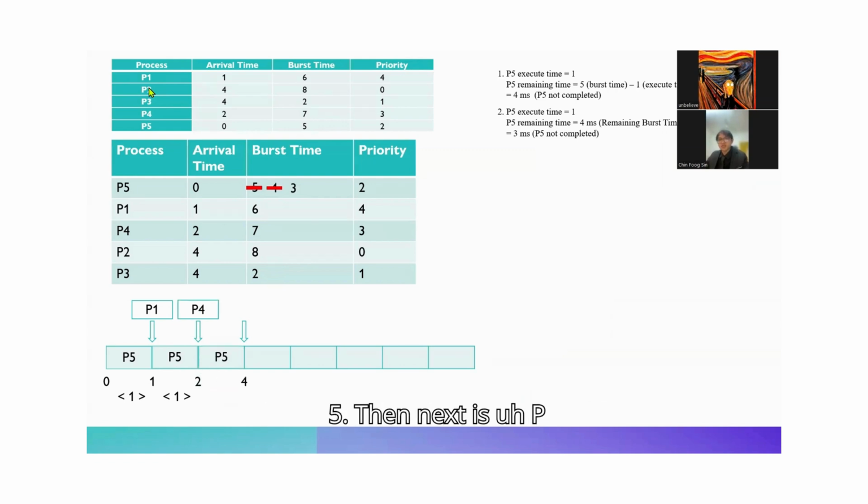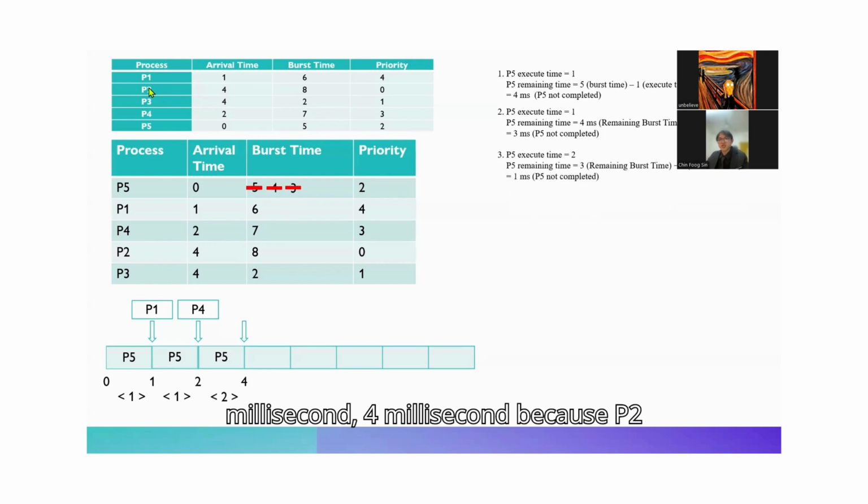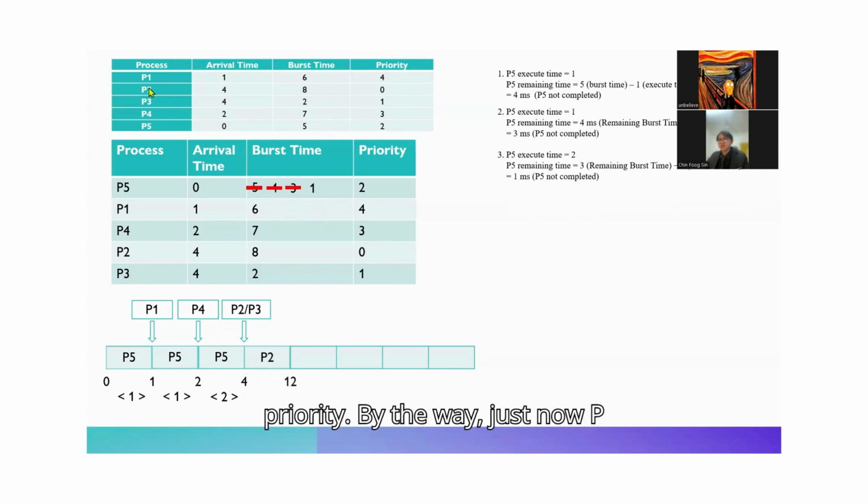Then next, P5 will be executing until 4 milliseconds because P2 and P3 will be entering right here, right? So P2 will start executing because of its highest priority. By the way, just now P5's remaining burst time is 3, right? Right now the execute time is 2, so P5 will become 1 millisecond for the remaining burst time.